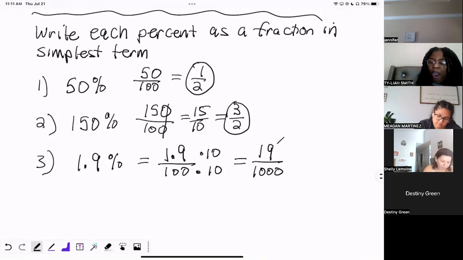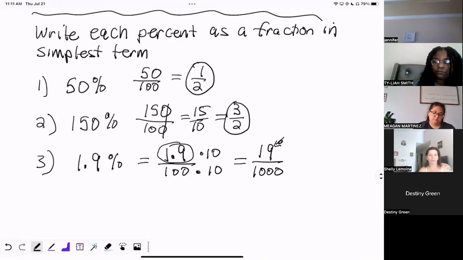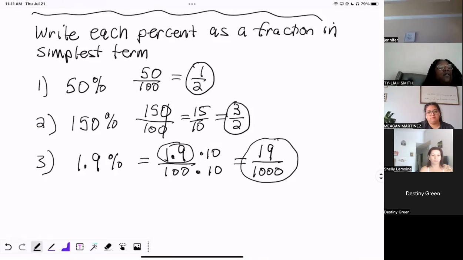You want this to be a whole number. You don't want to leave it as a decimal. So what you want to do is move that decimal place, or make it 19 by multiplying by 10. Whatever you multiply by on top, you want to multiply the bottom by. So this would be my answer: 19 over 1,000. I can't simplify that. That's my reduced fraction.